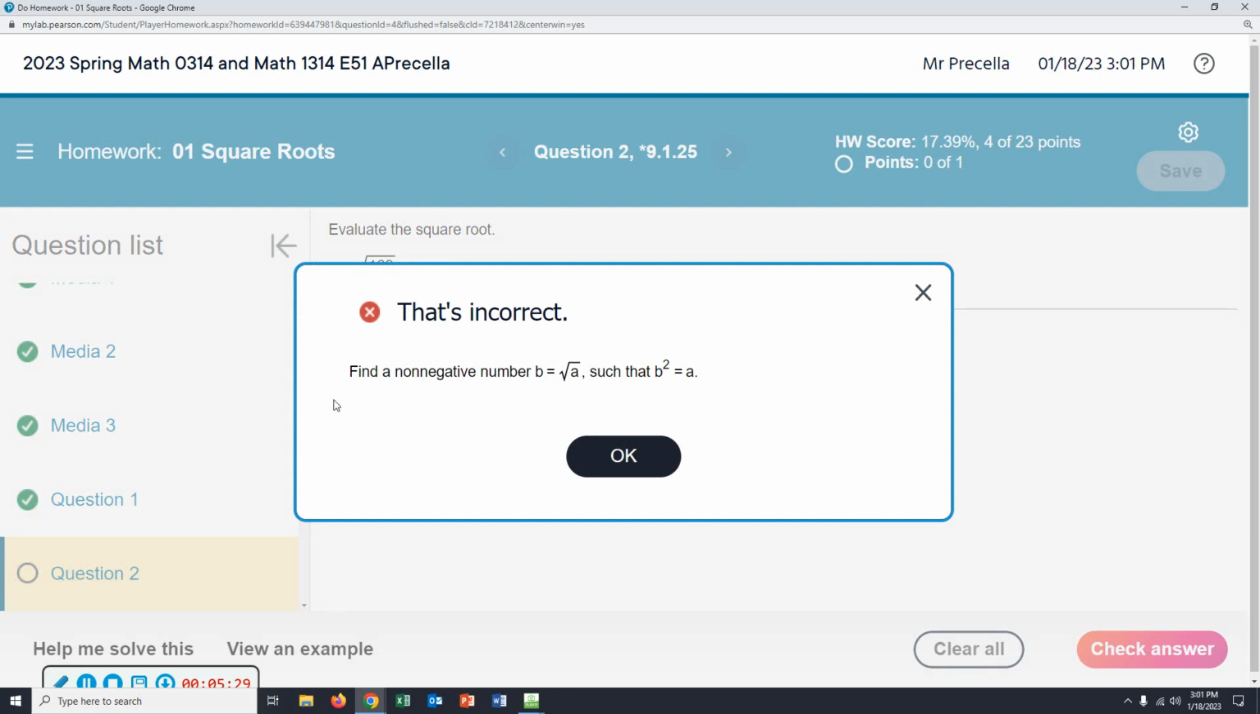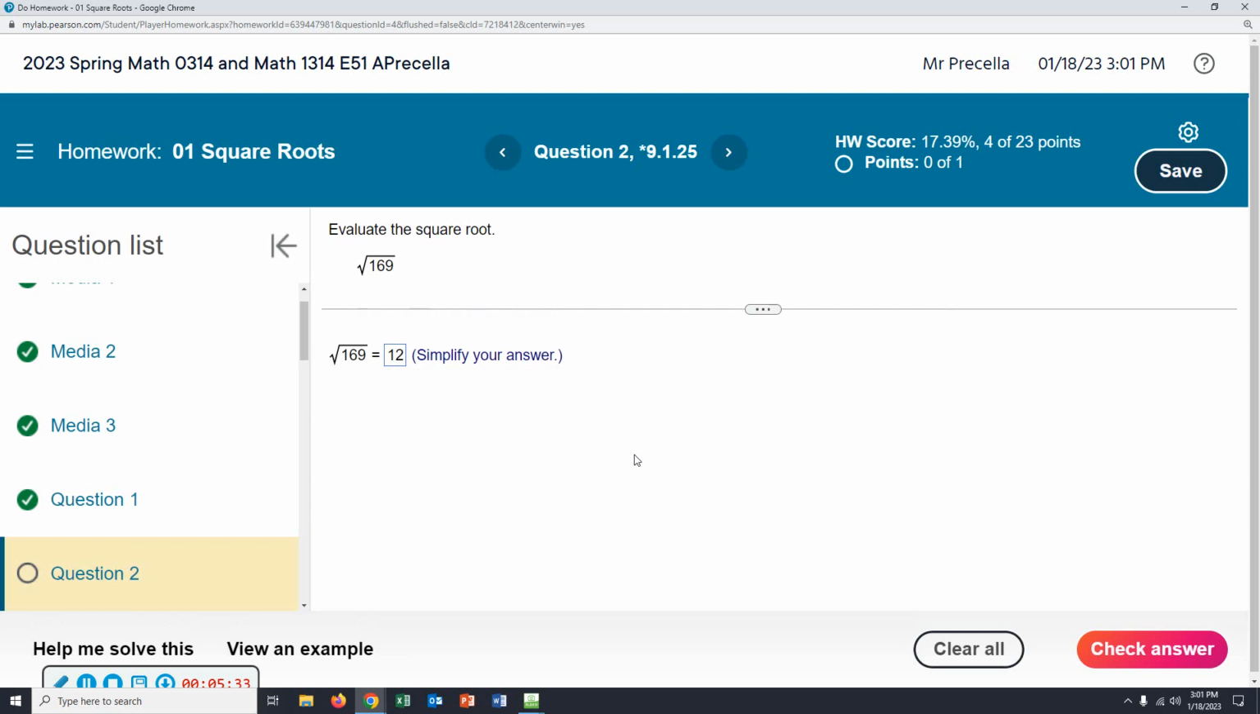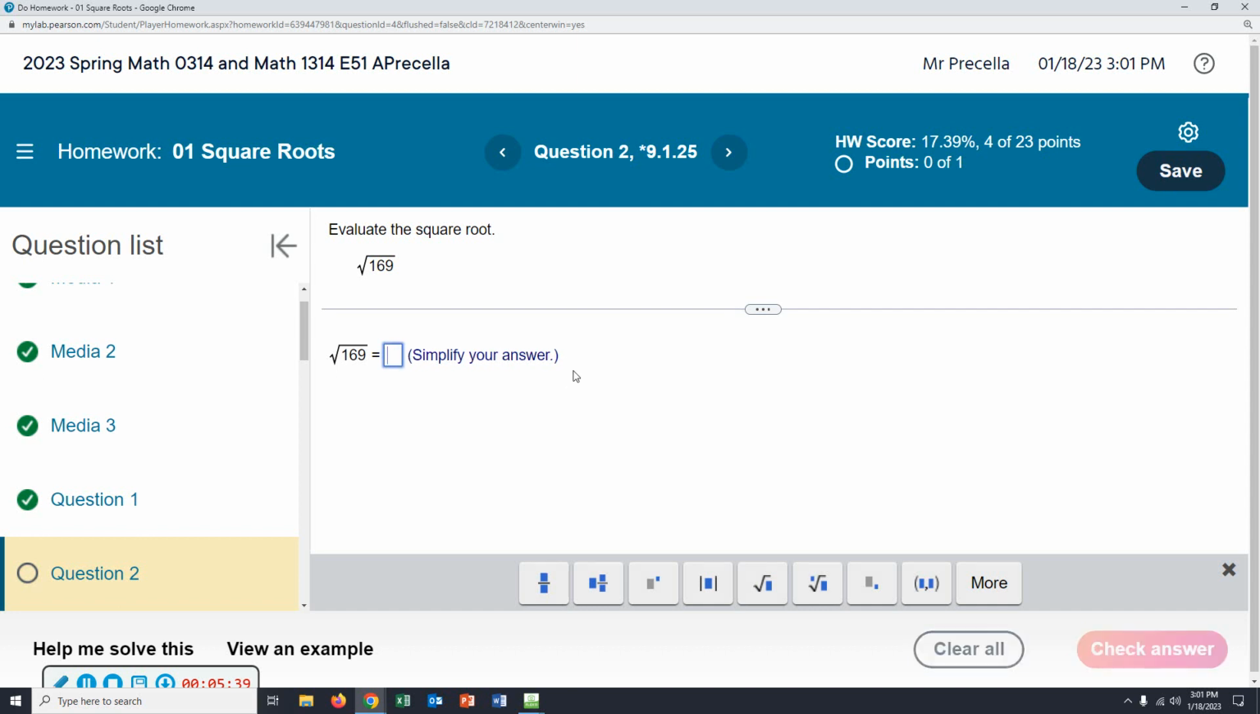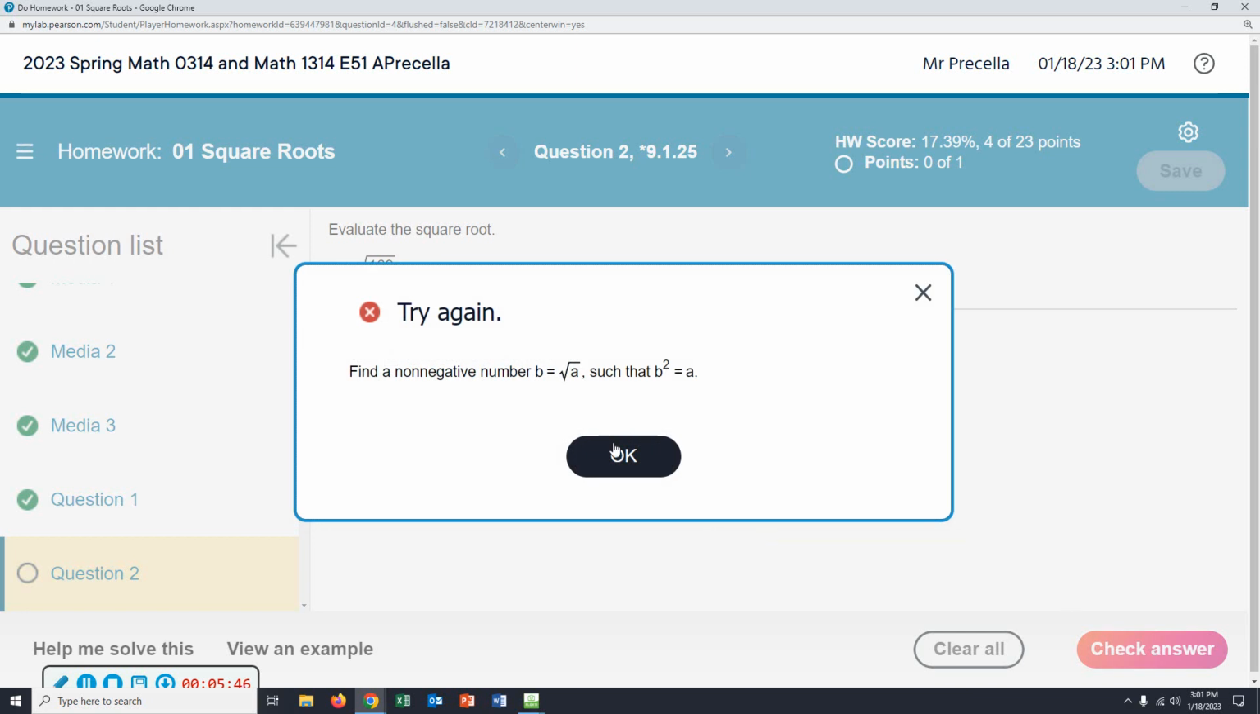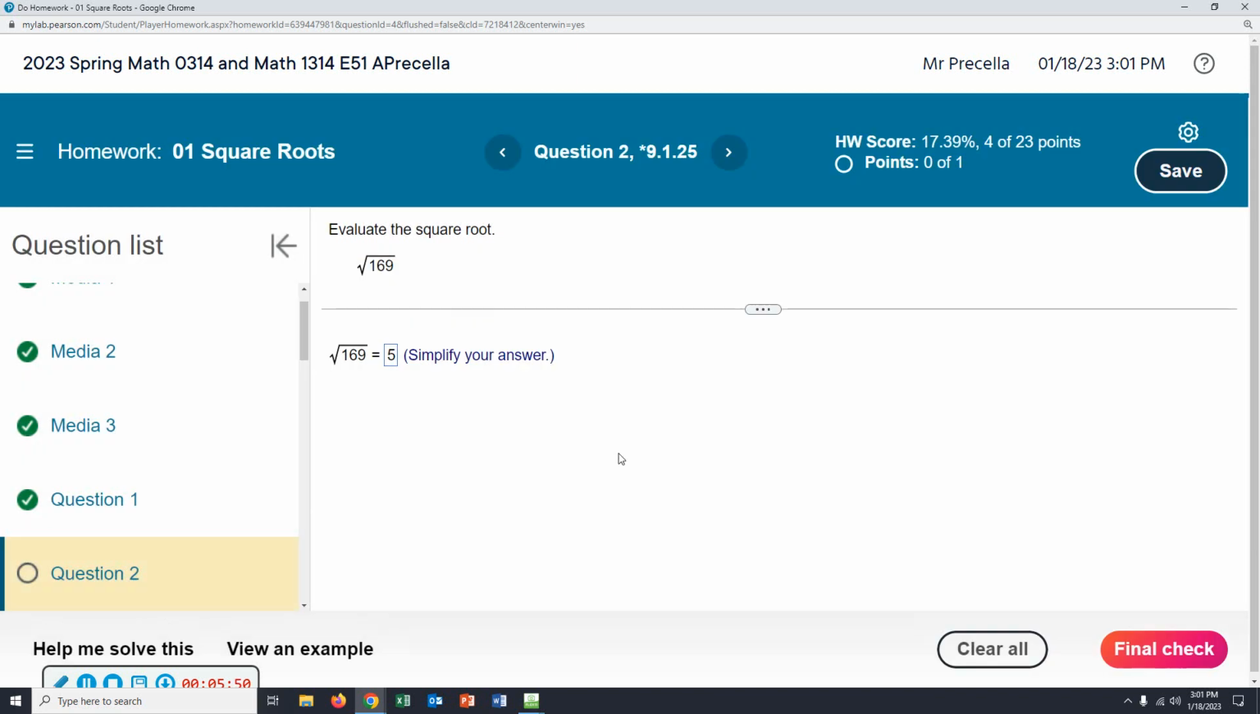Oh, it tries to give me a little hint. It says that's incorrect, and it's letting me put in another number and check. Let's suppose I put 5 in and check. No, I still have it wrong. It says try again. At this point down here, it says final check. That means this is the last time I can guess at it.